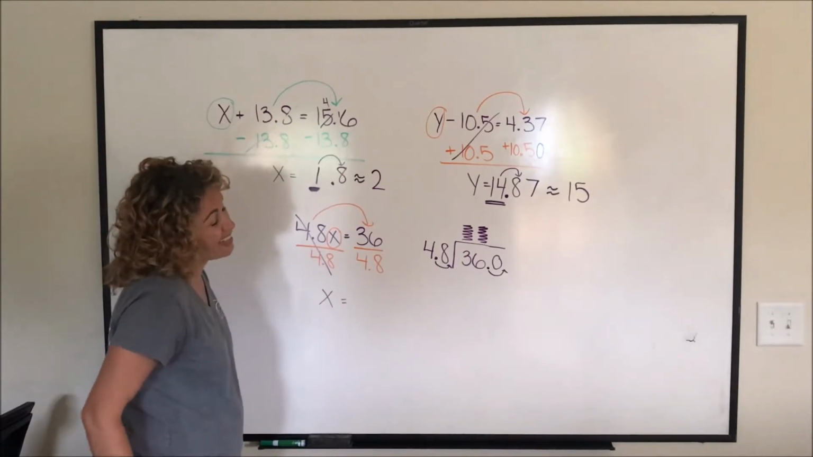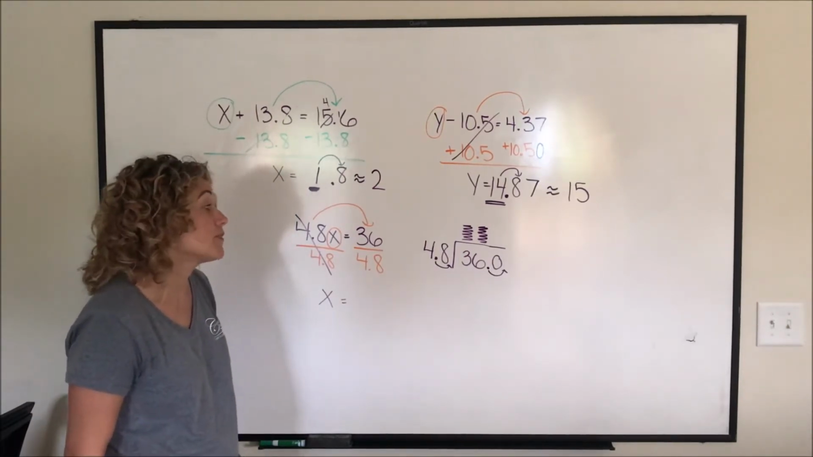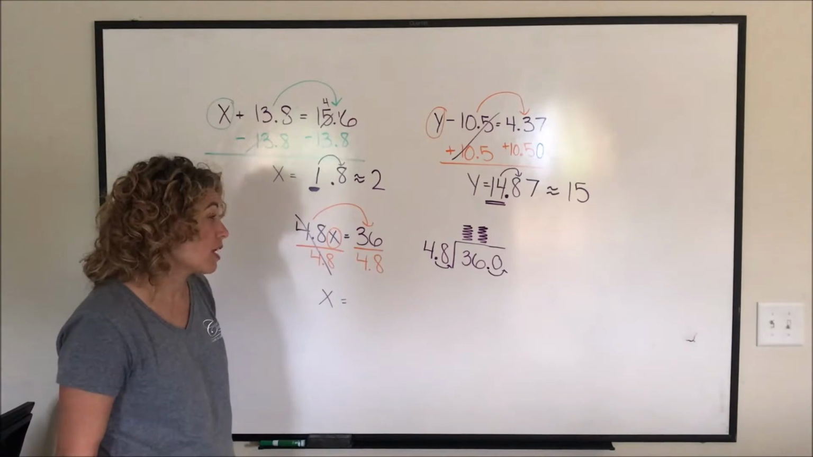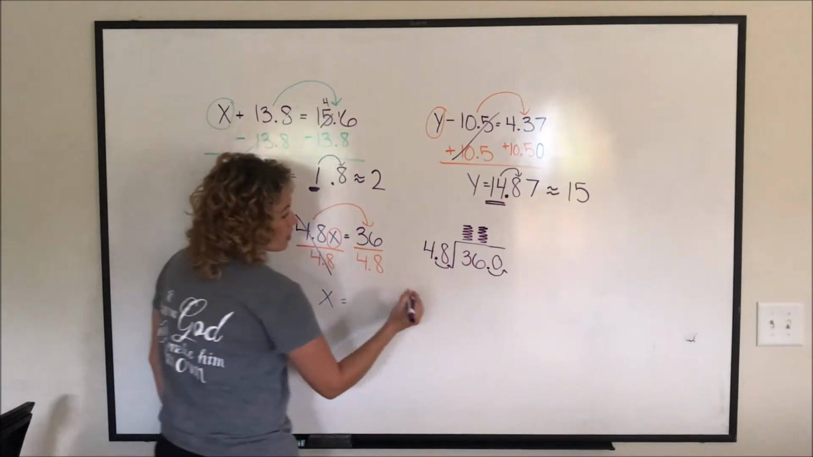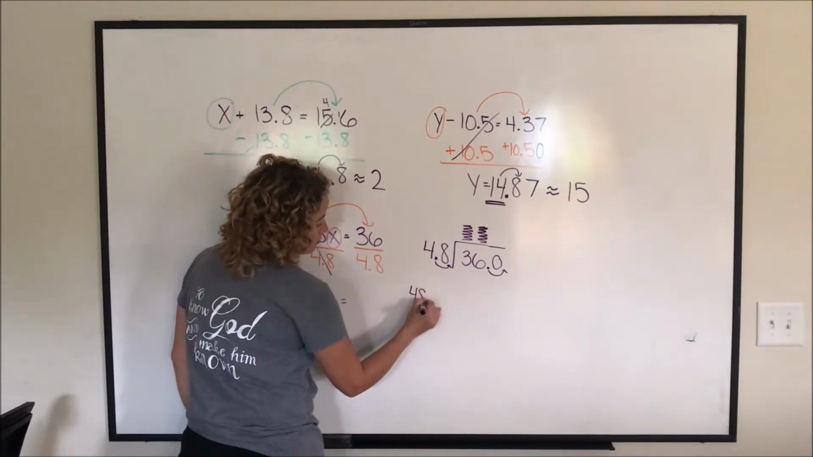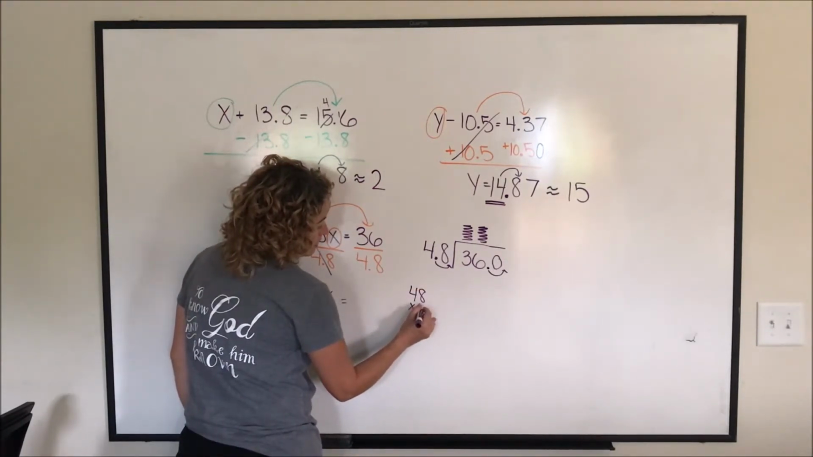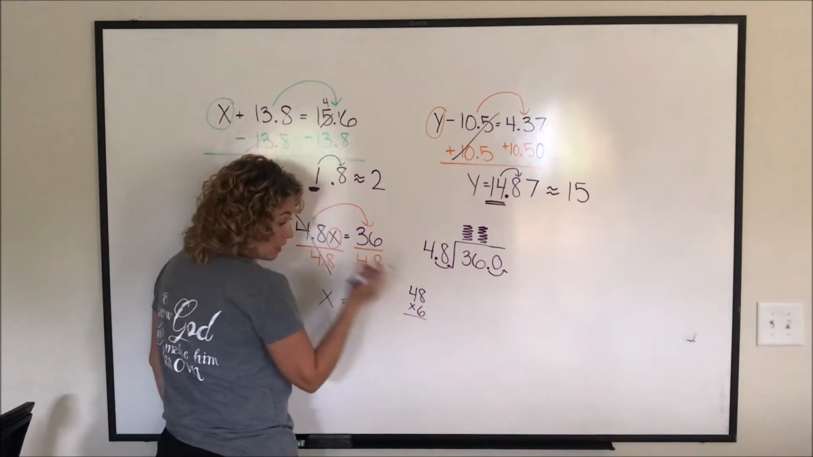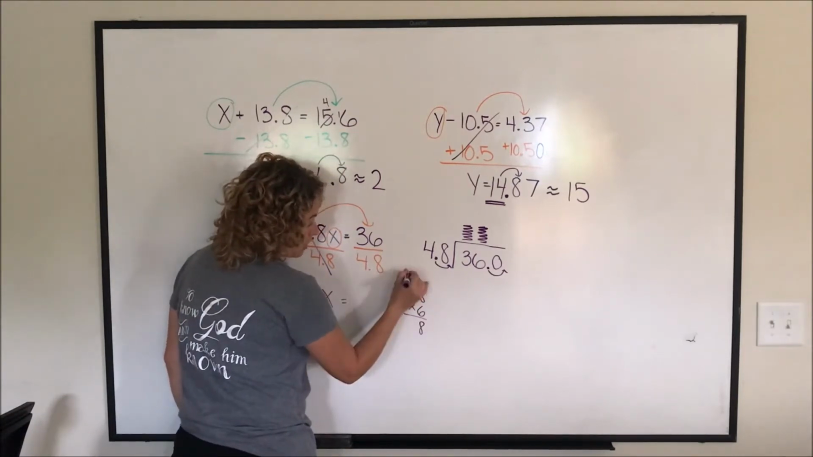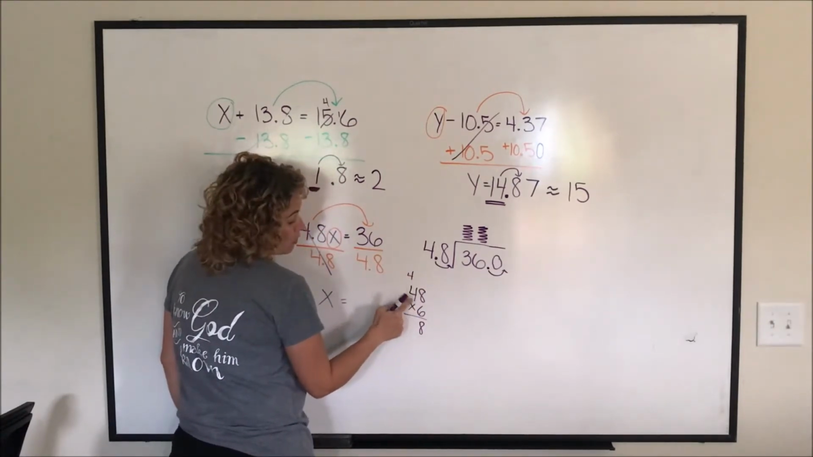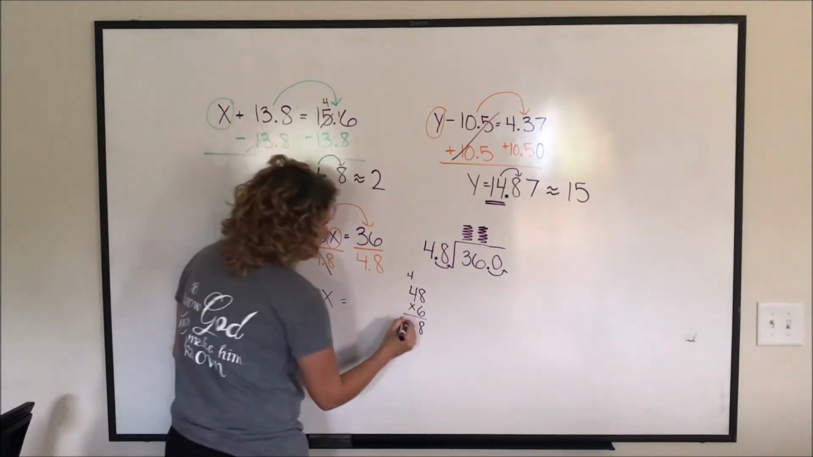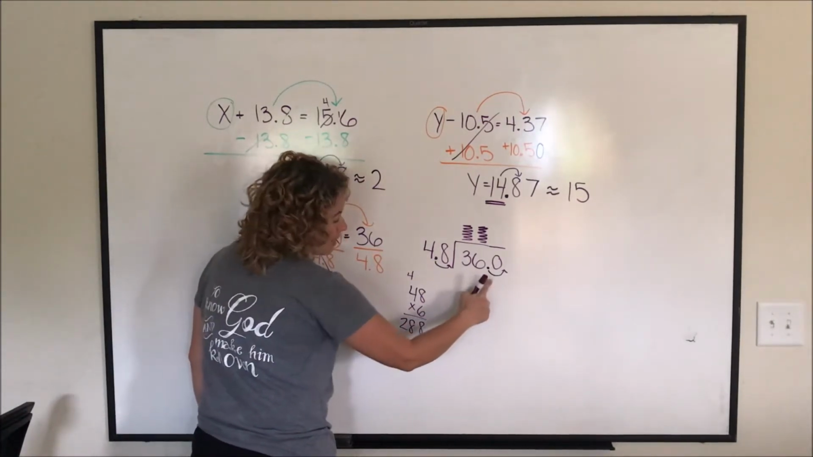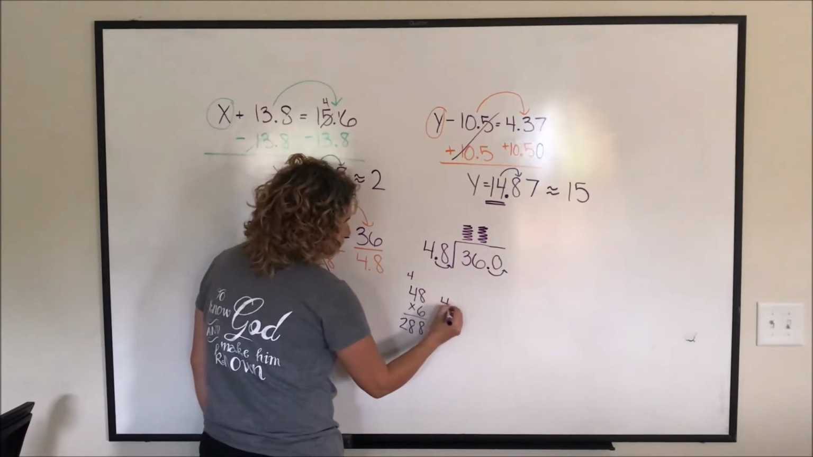Now, that's kind of a tricky one. If it was 50, we would think 6, maybe 7 times. So I'm going to try 48 times 6, we'll try that first. 8 times 6 is 48. Carry your 4. 4 times 6 is 24. 24 plus 4 is 28. So that's not enough. So let's try 48 times 7.